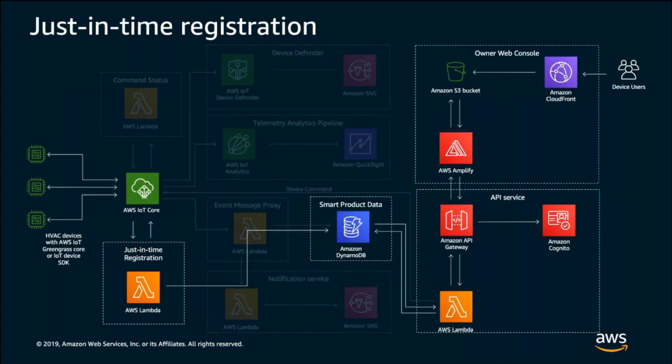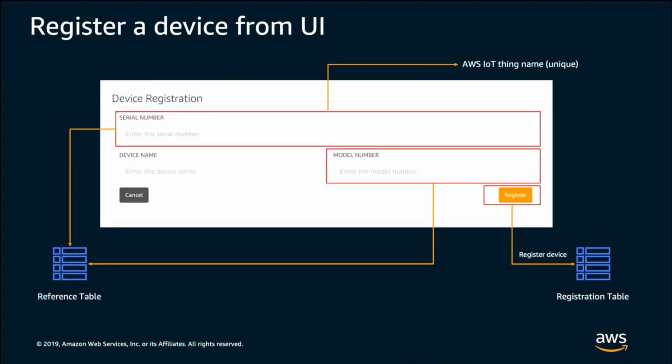Among the overall architecture, these are the resources that are used during the just-in-time registration: AWS IoT Core, just-in-time registration Lambda function, DynamoDB table, Smart Product API, and Owner Web Console are going to be used for the device registration. The device registration is going to be started from the Owner Web Console.